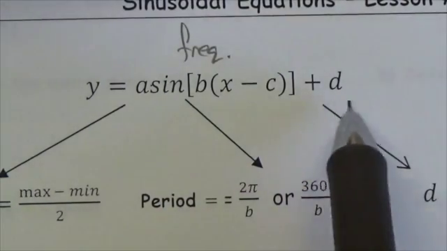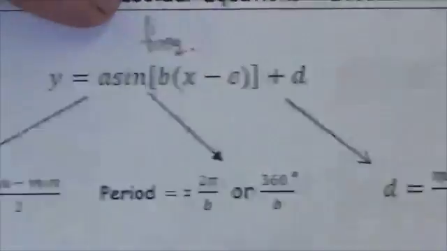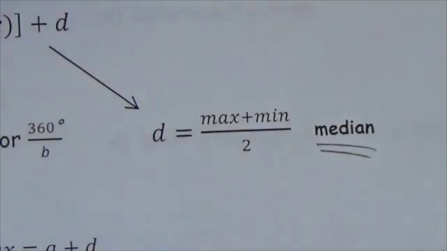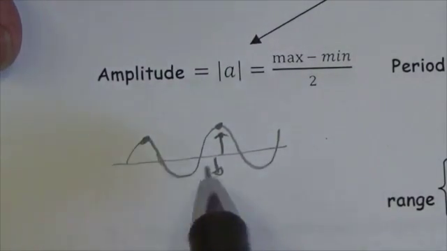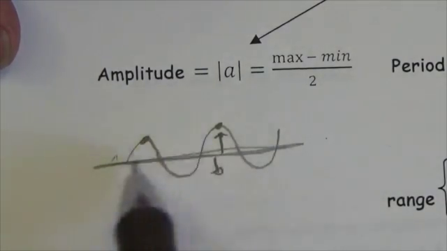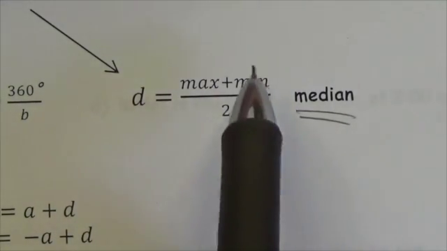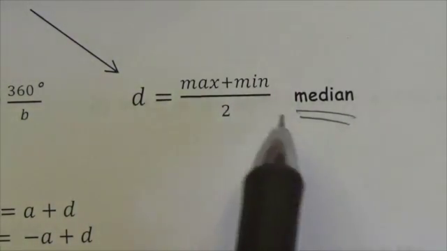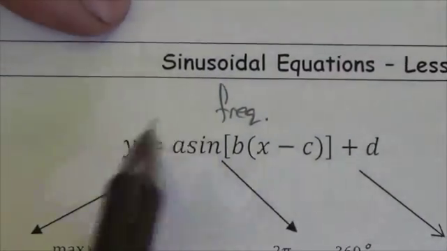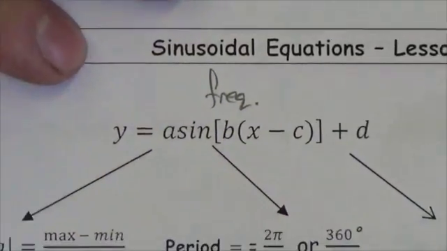We are, however, concerned about the d value at the end here, this value that we add after all of this has occurred. The d value is what we might call the median. It's the middle of the graph. It's this line right here, because it doesn't always have to be the x-axis. It can be elsewhere. And we get that by taking the maximum value the function gets to, adding the minimum, and then dividing that by 2. Really, it's an average of the maximum and minimum values. And all that together gives us the parameters of that sinusoidal function.